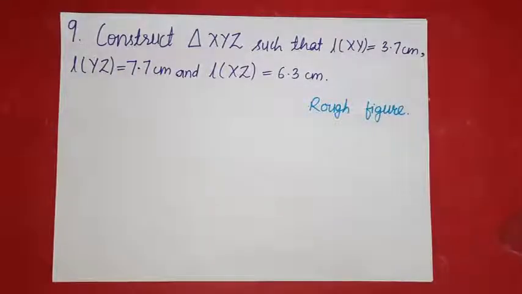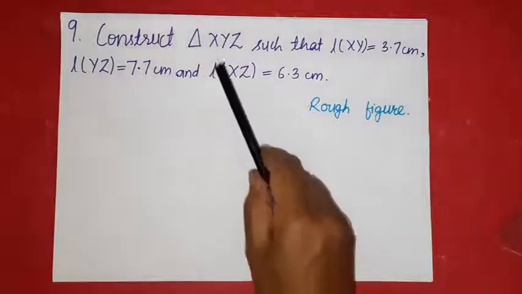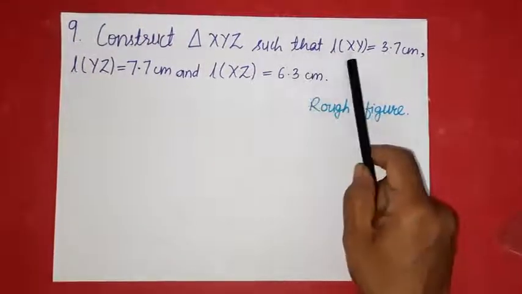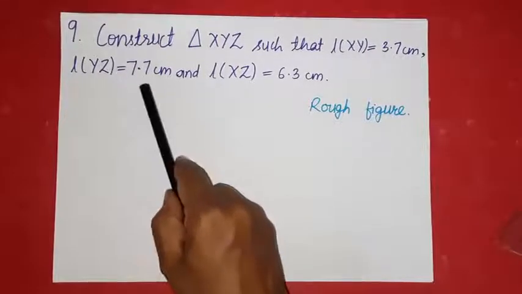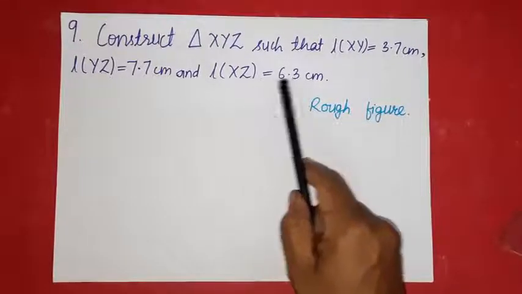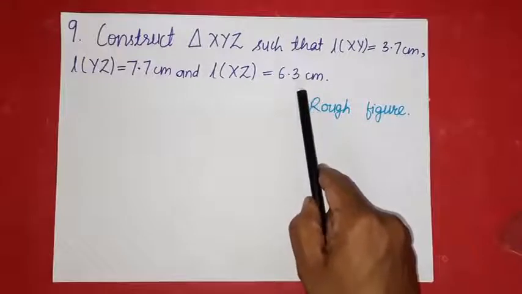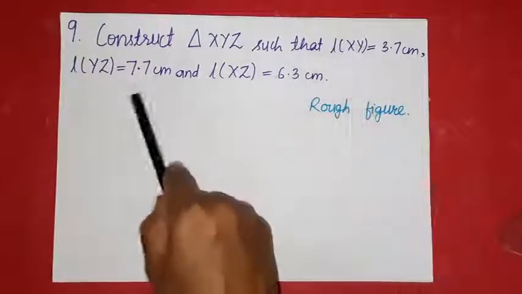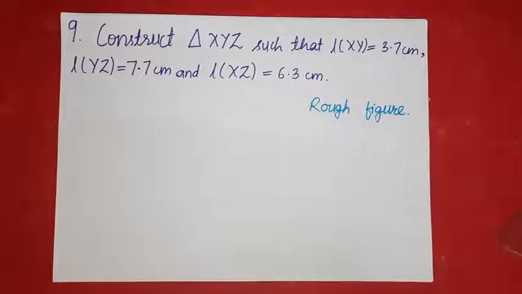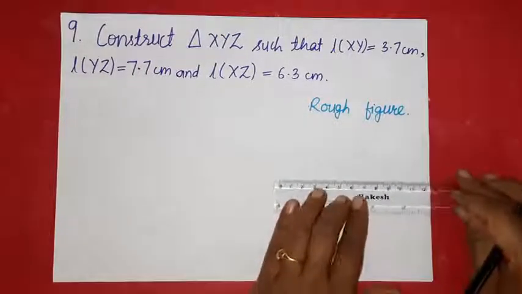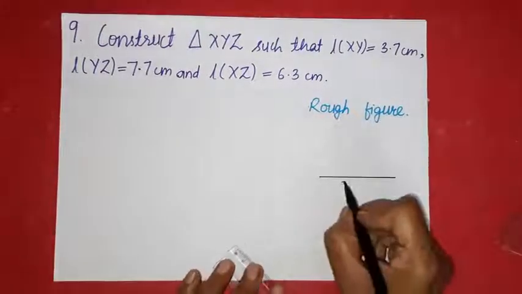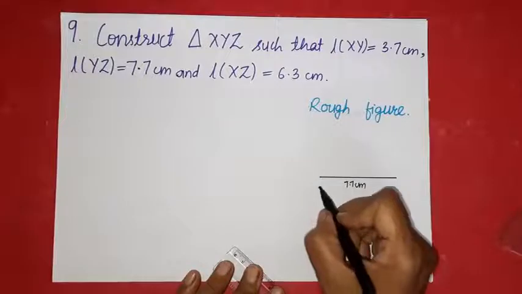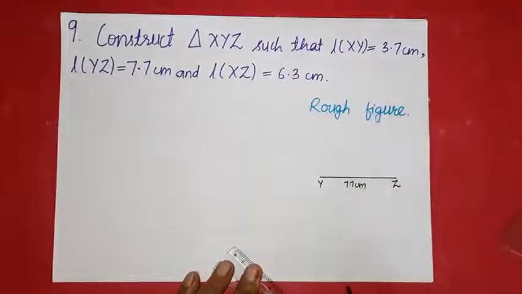Example number 9. Construct triangle XYZ such that length XY is 3.7 centimeter, length YZ is 7.7 centimeter and length XZ is 6.3 centimeter. In this construction, length of all three sides are given. So, we will consider the bigger side as the base. So, we will draw segment YZ as the base here. It is of 7.7 centimeter. Name of this segment is YZ.